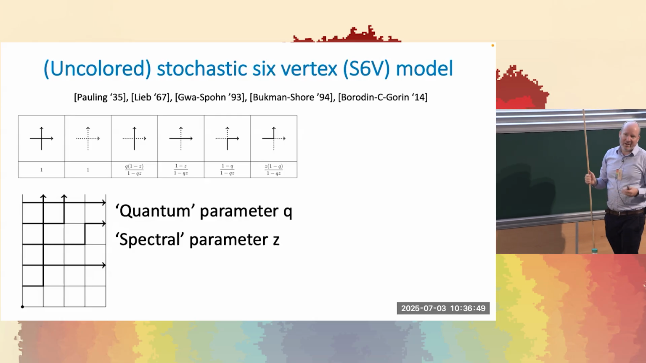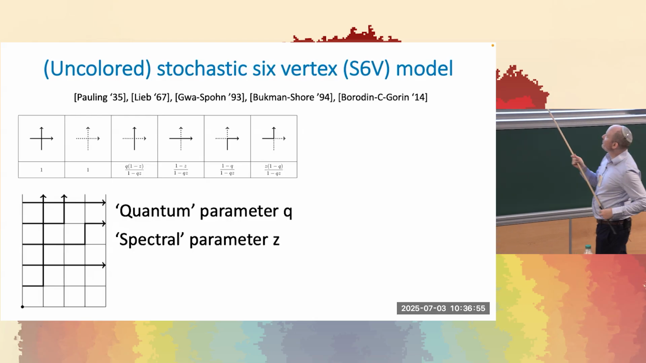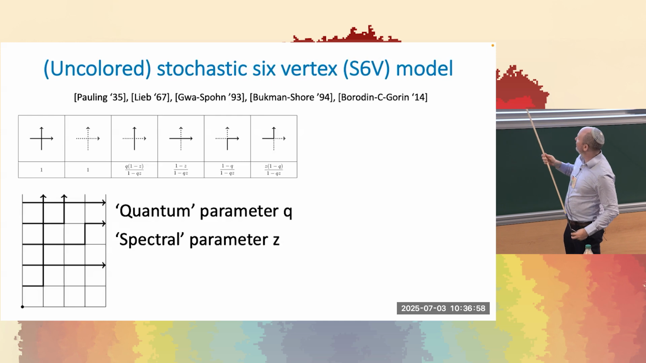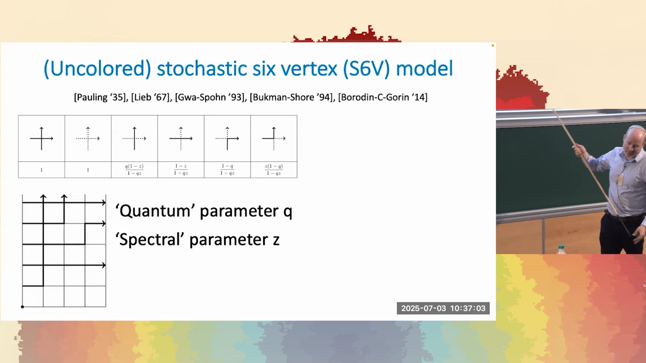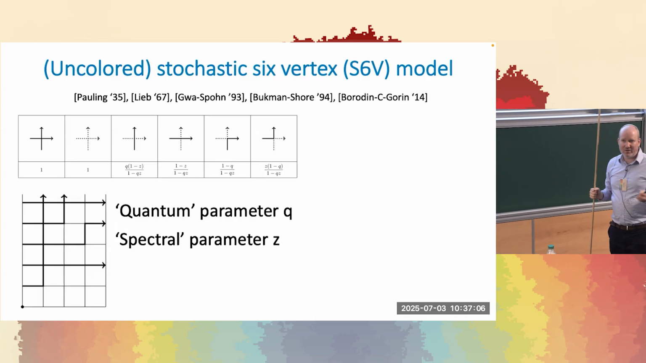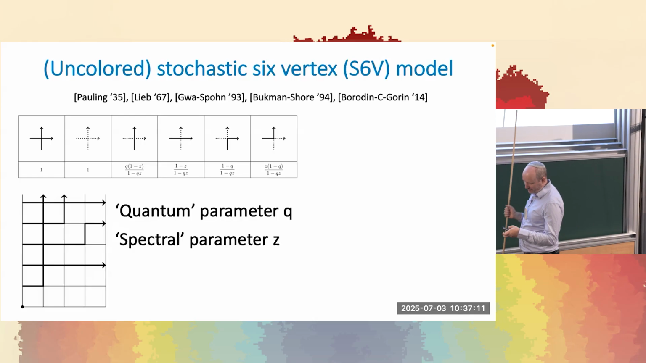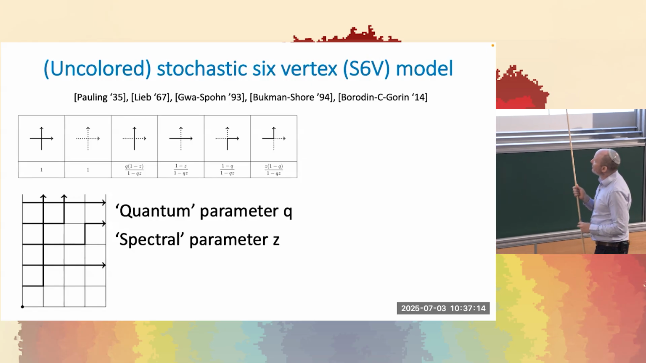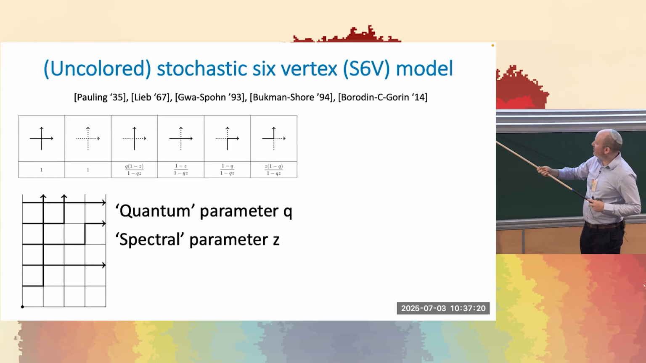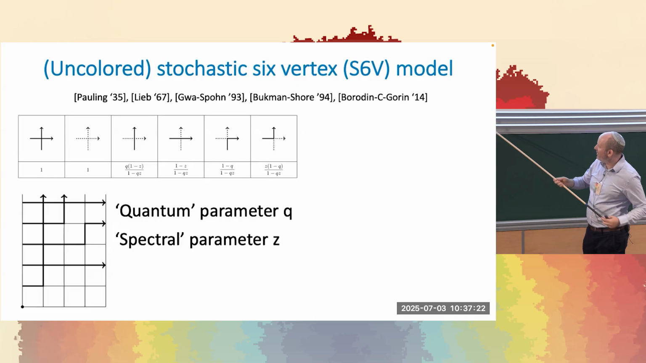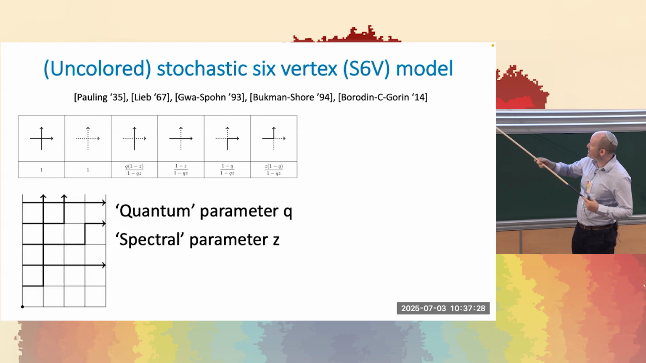So ultimately, this model has two parameters, because of this stochasticity condition. And so you can parameterize this in terms of what's called the quantum parameter q and the spectral parameter z. The choice of this parameterization is of course very important. I'll tell you a bit about where this comes from in a little while. But let me first describe the model. So once you have these weights, you can now specify some initial data. You have the corner of Z^2, so the quadrant, and you specify some collection of incoming arrows.